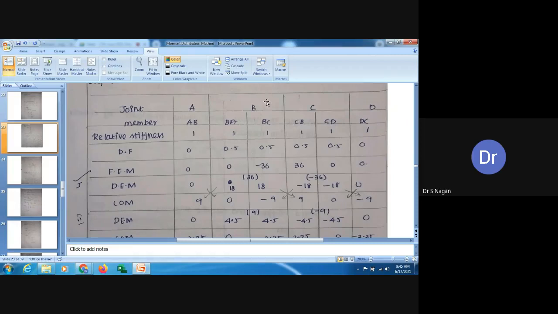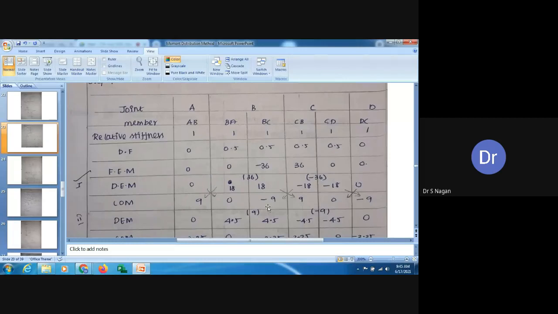Now, come to joint B. At joint B, we have 0 and minus 9. Therefore, the unbalanced moment is minus 9. It needs to be balanced by plus 9. So this plus 9 is multiplied by the corresponding distribution factor. So 9 into 0.5 will be 4.5. Similarly, this 9 into 0.5 will be 4.5.